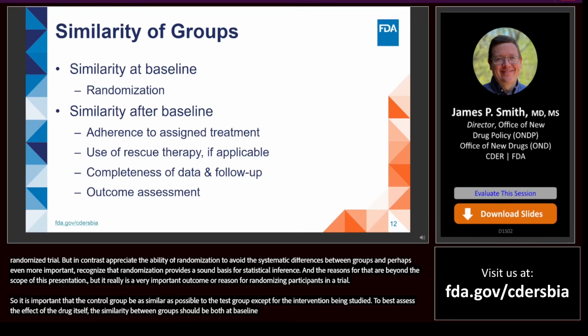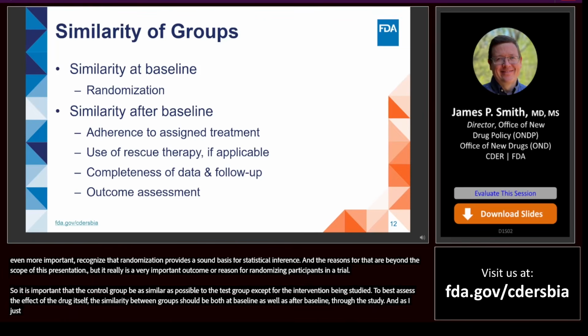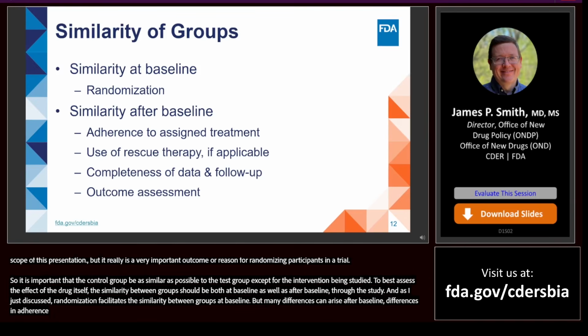But many differences can arise after baseline: differences in adherence to assigned treatment, the use of rescue therapy perhaps, completeness of data and follow-up, and differences in how the outcome assessments are conducted, reported, and so on. In the next few slides, I'll talk about methods to reduce bias entering the study during the trial itself.